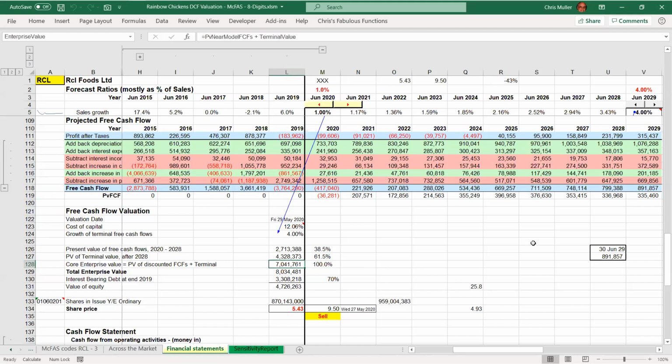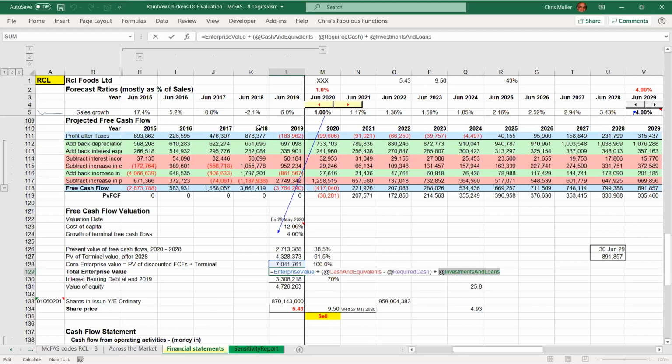That's the core enterprise value. That's the value that we get from free cash flows and running the business. But the business is not just the running of the business. There might have been some spare cash lying around. There might have been some investments in other things. And so we have to take that number, our enterprise value, and this is our spare cash. I'm going to add any spare cash and any investments and loans.